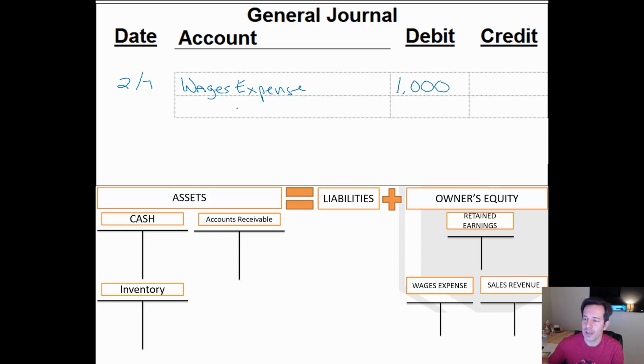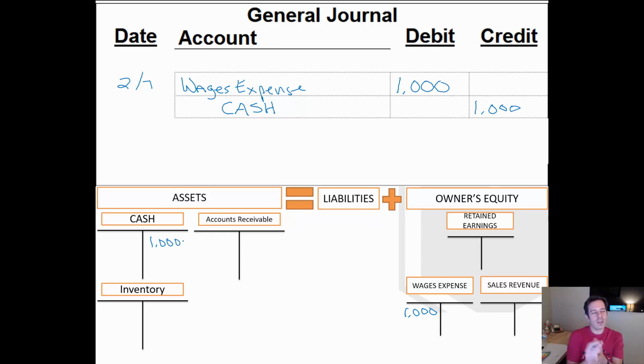$1,000. And again, employees like to be paid with money. $1,000. We post it to the ledger accounts. Wages expense, and a credit to cash.